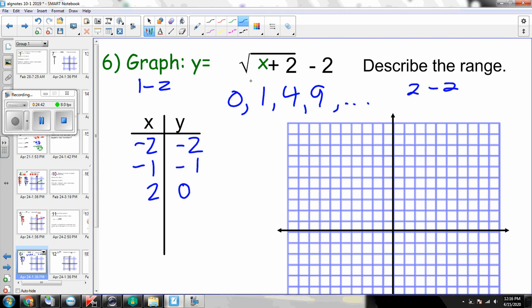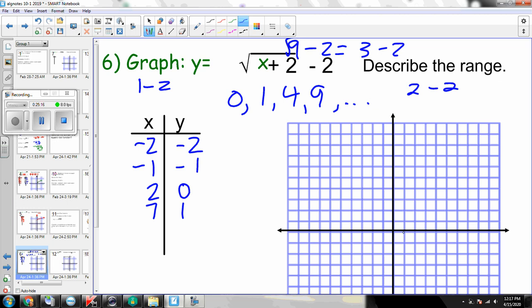Next, what I'm going to do is figure out, well, what can I put in for x to get 9? Because I could take the square root of 9 and get 3. So what do I add to 2 to get 9? That would be 7. 7 plus 2 is 9. Then I would have the square root of 9 minus 2. The square root of 9 is 3. 3 take away 2 would be 1. So I would get a y value of 1 if I place 7 in for x.